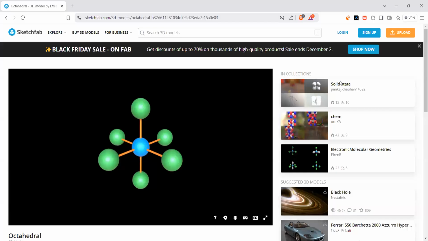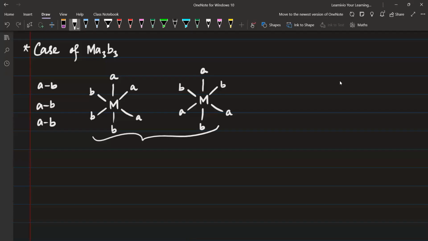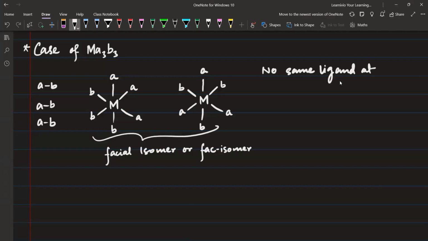By the way, now both of these are known as facial isomer and fac isomer. पहचानने का क्या तरीका होगा? No same ligand at 180 degrees, है ना? Otherwise, मतलब कैसे पहचानेंगे, बहुत मुश्किल हो जाएगी। ठीक है, so how will you identify? There will be no same ligand at 180 degrees. Other cases, when we have A, B, B and A, B.